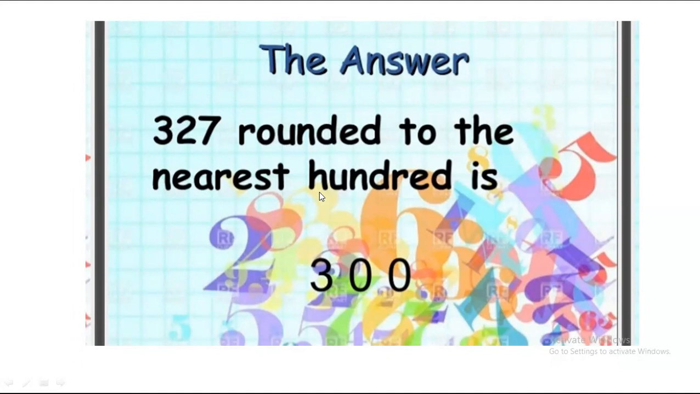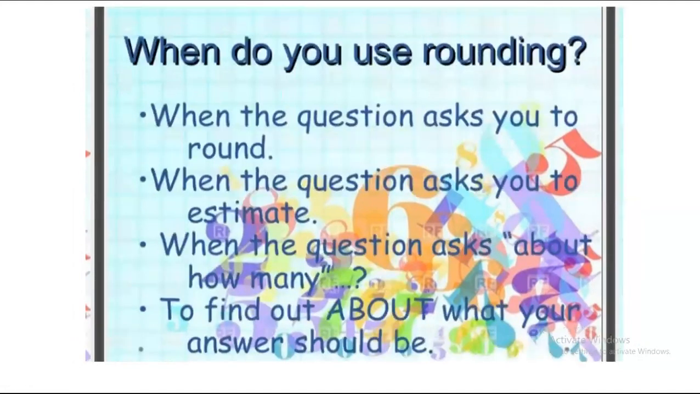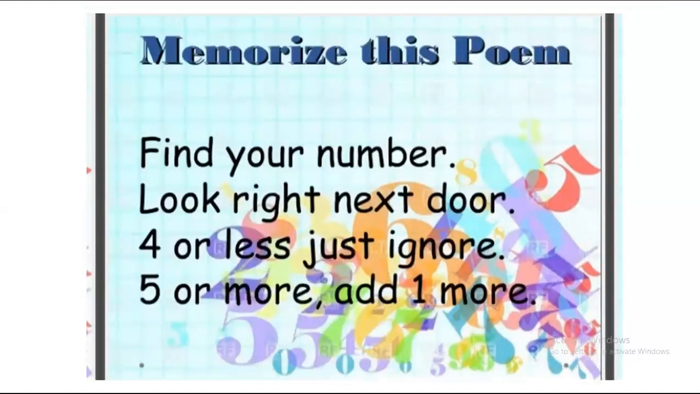Let's look at a few more examples. When do we use rounding? Basically, when the question asks you to round, when the question asks you to estimate, or when the question asks about how many, to find about what your answer should be. Okay, there's this poem: find your number, look right next door, whatever number is next to it, 4 or less, just ignore, 5 or more, add one more.